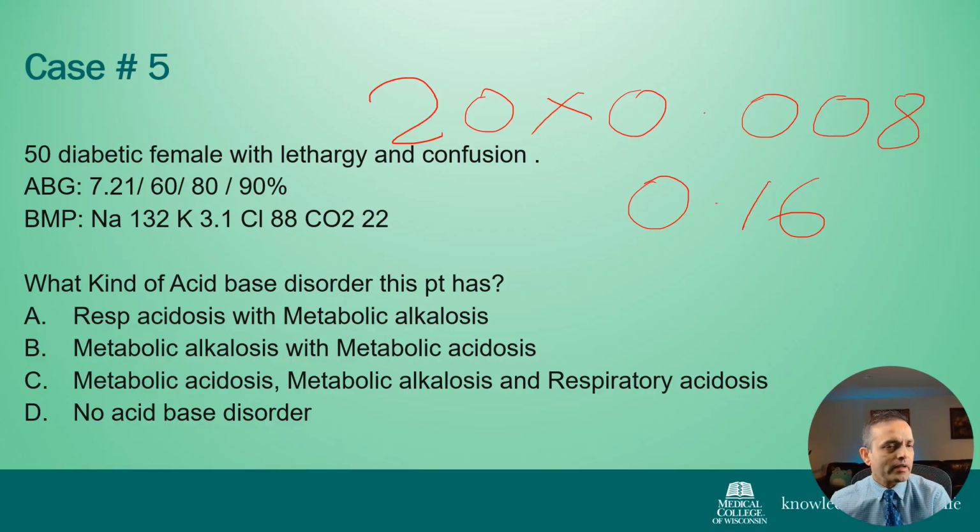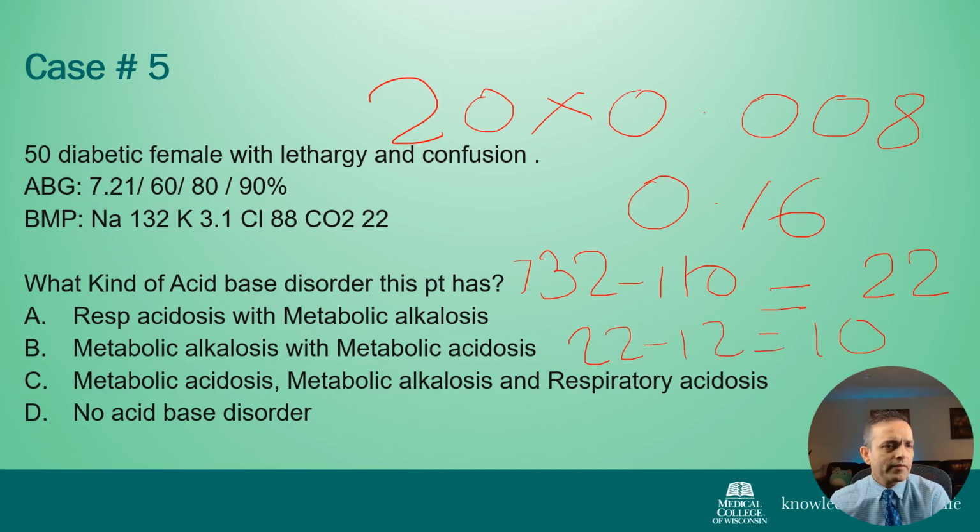So let's calculate anion gap. So anion gap in this patient is 132 minus, you combine 88 and 22, which is 110. 132 minus 110 is, so anion gap of 22. So how much is the normal anion gap? Normal anion gap is 12. So this patient has how much? This patient has 22 minus 12. So that is a delta. That delta is 10.